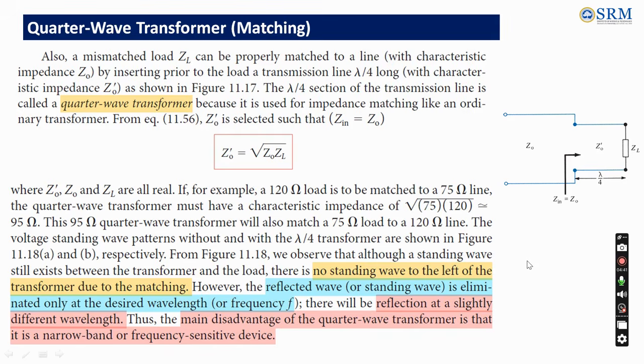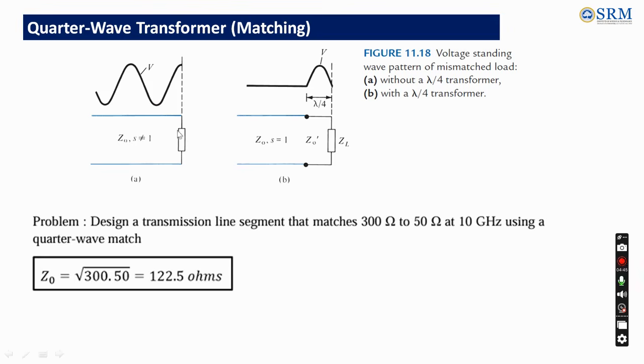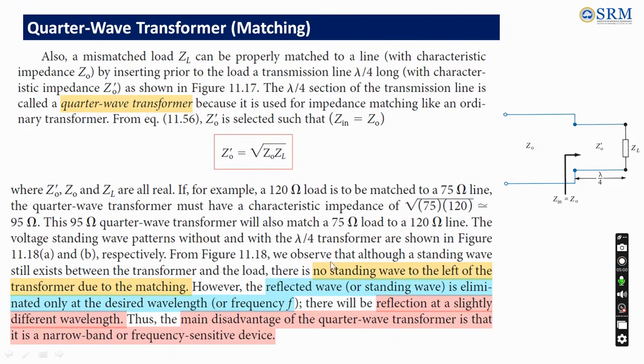We can see in this slide that before the introduction of the quarter wave transformer, prior to the load, voltage standing waves are created. After incorporating the quarter wave transformer, the standing wave to the left of this transmission line is nullified, or eliminated. There is no standing wave available.